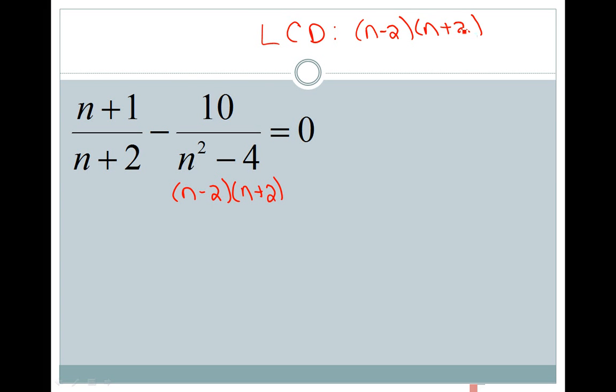Great. I hope everybody's doing a good job with that. Now, I would have 2 restricted values. I would never want a 2 or a negative 2, so that's something to keep in mind. So multiplying through by n minus 2 times n plus 2.